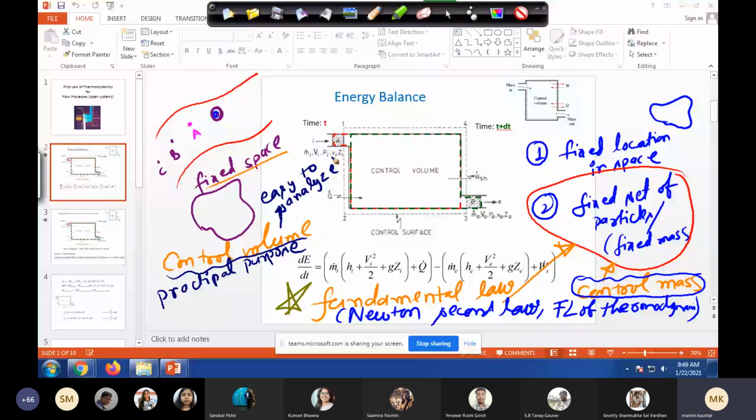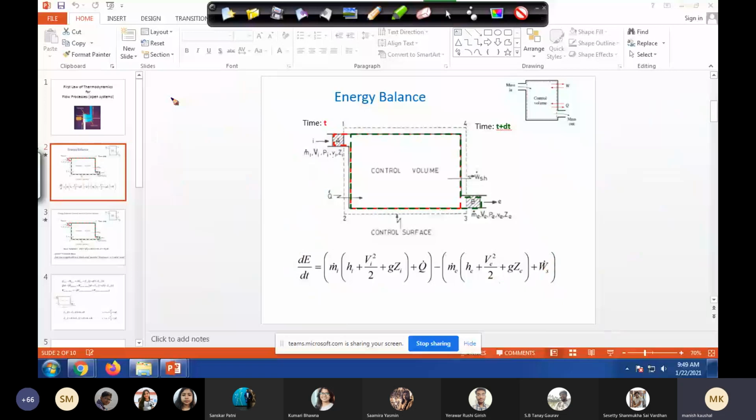But fundamentally, if you go from fundamental principle, from Newton's second law, then first we apply it for control mass, and then gradually we break it in terms of control volume. And that theorem is called Reynolds transport theorem. I am not going to cover it.